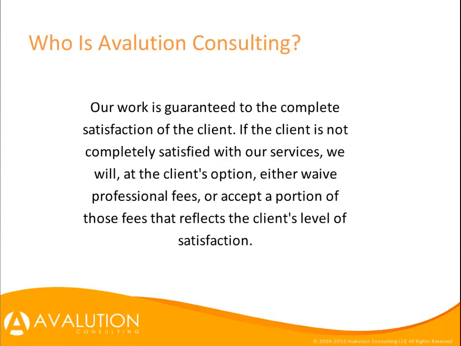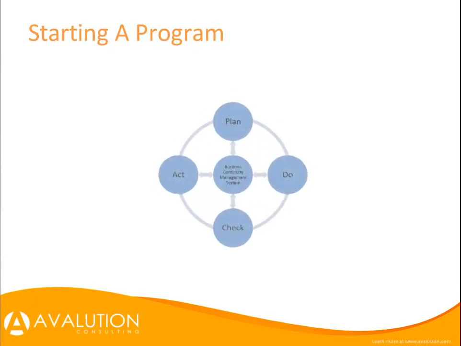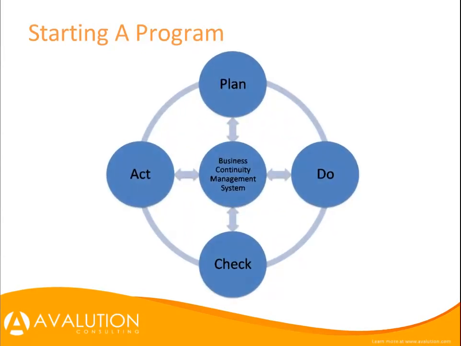So how do organizations start a business continuity effort? While there are dozens of approaches, the most proven models focus on establishing a management system centered on the Plan, Do, Check, Act, or PDCA model seen here. Introduced to the business continuity profession in 2007 with the release of British Standard 25999, the PDCA model is a way to structure business continuity activities to ensure that the program aligns to management's expectations.